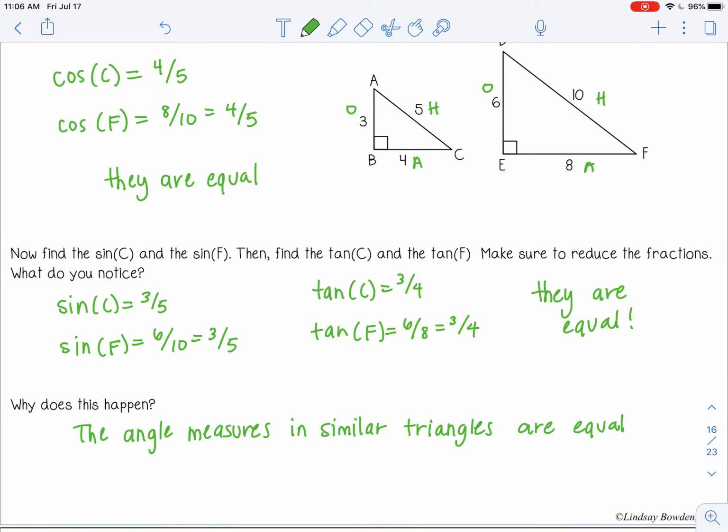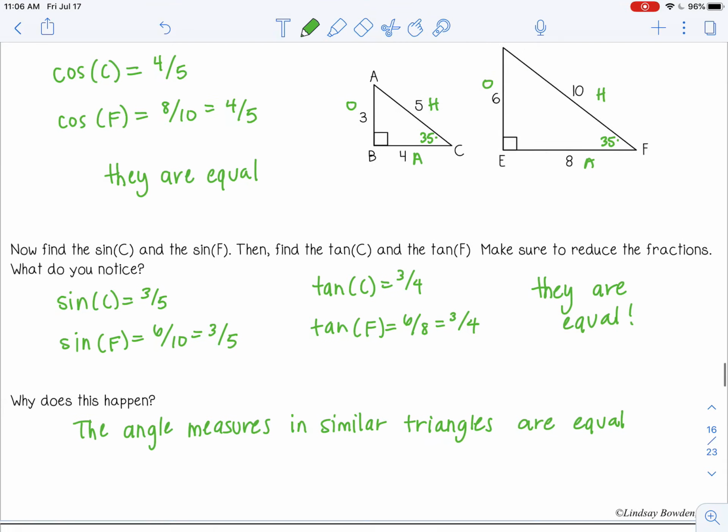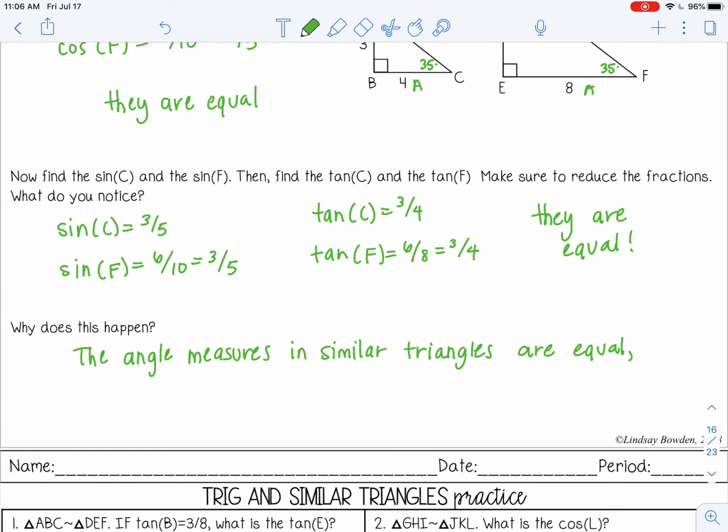So for example, when I'm just making these angle measures up, if this was 35 degrees, this one would also be 35 degrees. Because they're similar triangles, the angles are the same. So because the angle measures are the same, the trig ratios will also be the same.